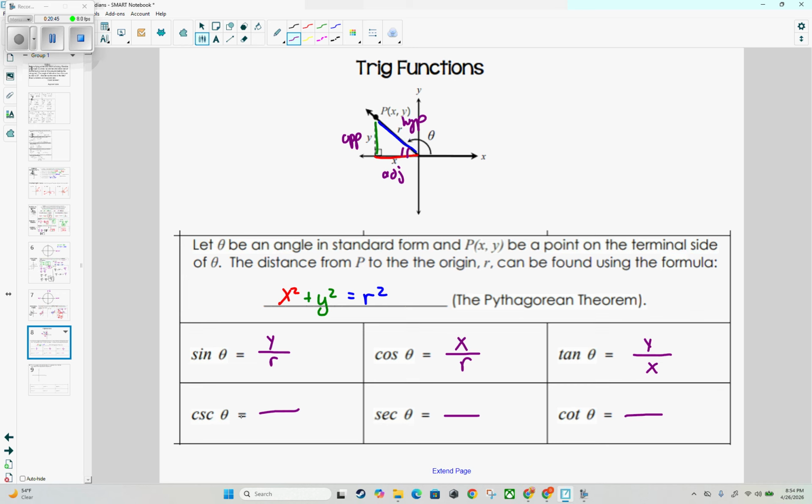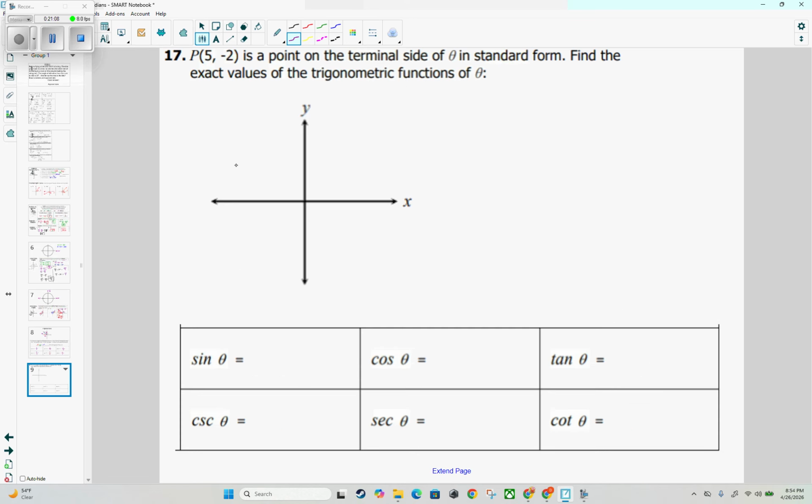So our cosecant is going to be hypotenuse on top, so r on top, over opposite. Secant is going to be hypotenuse on top over adjacent, and cotangent is going to be adjacent over opposite. I can get through all those, so filling those in should be really easy. All right, so that's where we're going to get measurements, and now we're going to use the unit circle to help us solve for things.